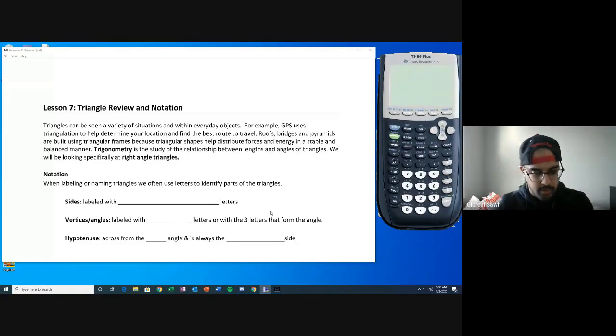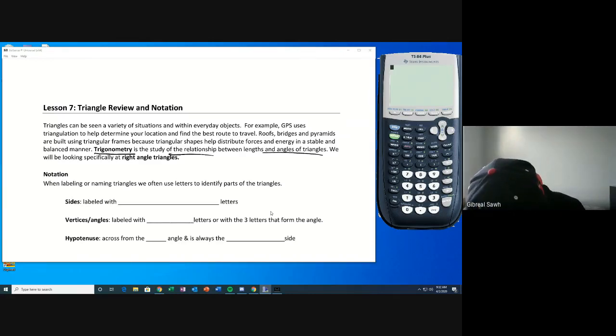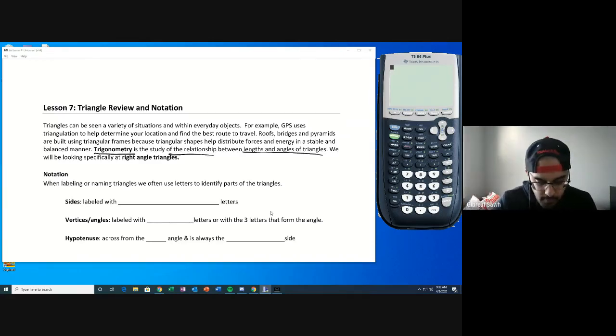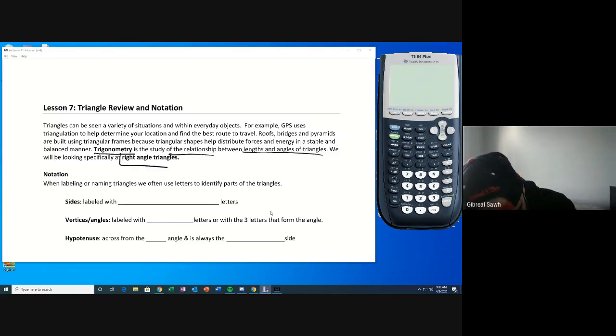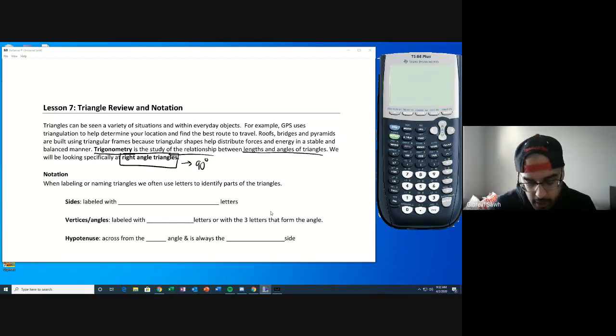Okay, we're going to take a look at triangle review and just some notation today, because in our unit of trigonometry, we're going to need all of that to help us out. So it says here, triangles can be seen in a variety of situations within everyday objects. Trigonometry, the word itself, is going to talk about the study of the relationship between lengths and angles of a triangle. Okay, we're going to work specifically with those right angle triangles. And you know from previous study that those are the ones that have a 90-degree angle inside.